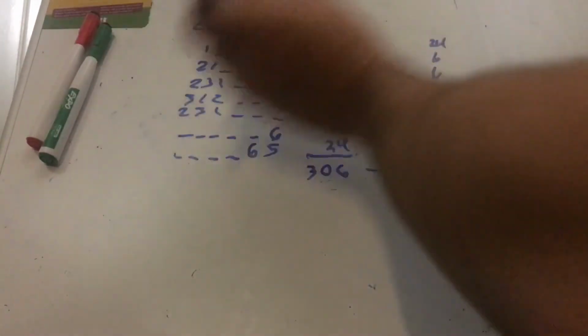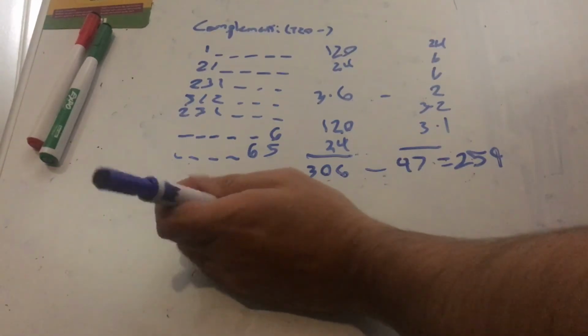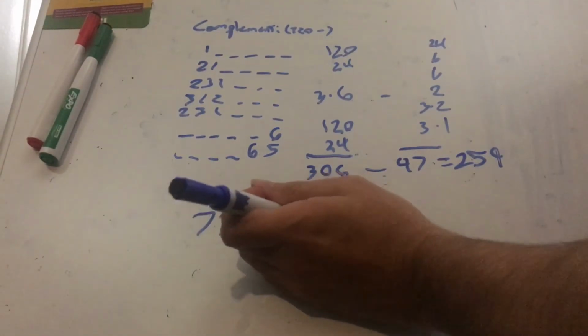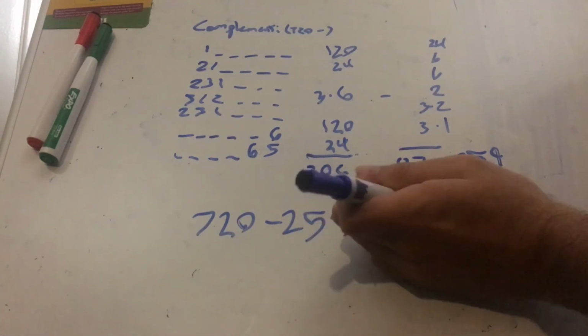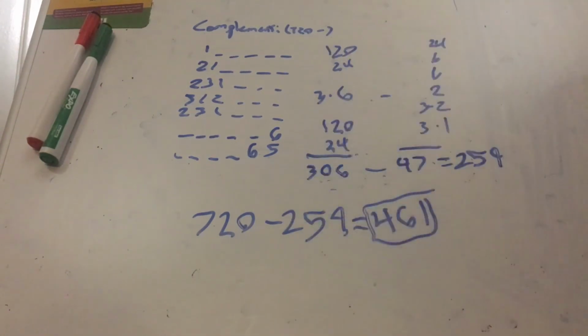And finally, we remember that it's a complement, so 720, that's the total number of cases, minus 259 gives us 461, which is indeed the right answer.